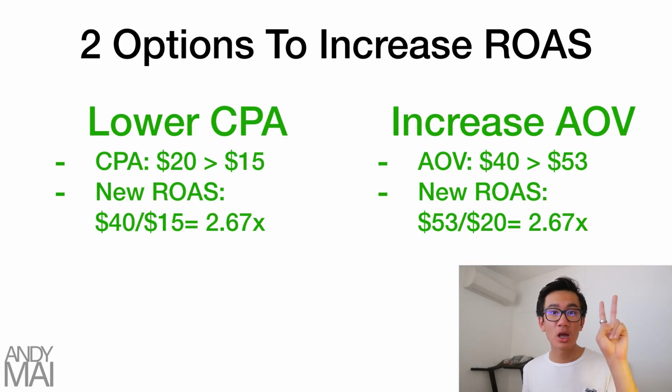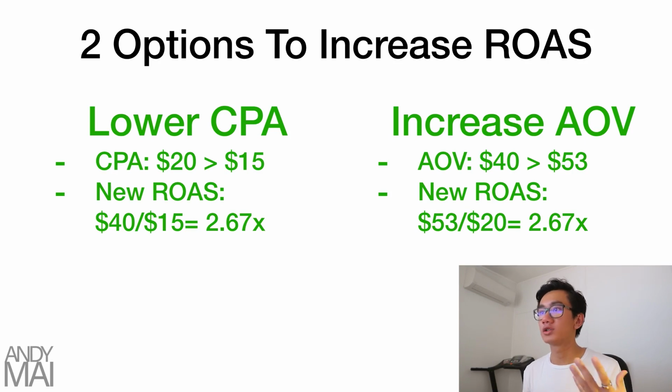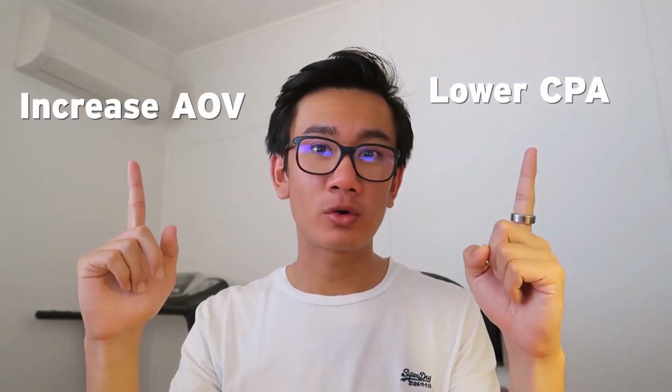Now you have 2 options when it comes to increasing your ROAS. One is lowering your CPA. You could try to decrease your CPA from $20 down to $15, and your new ROAS would be $40, which is your average order value, divided by 15, which would lead to a ROAS of 2.67x. Or you could increase your AOV from $40 up to $53. And then your new ROAS will be $53 on $20, which is the same CPA, and that would also lead to a 2.67x ROAS. So you have 2 options: 1, lower your CPA, or 2, increase your AOV.